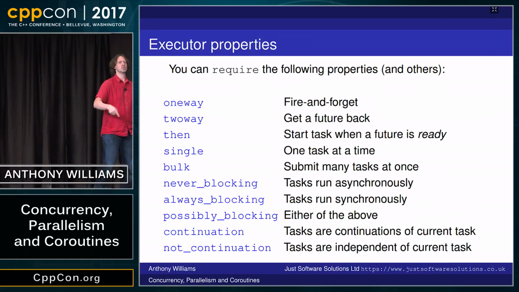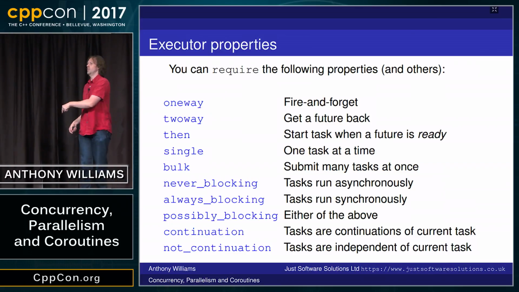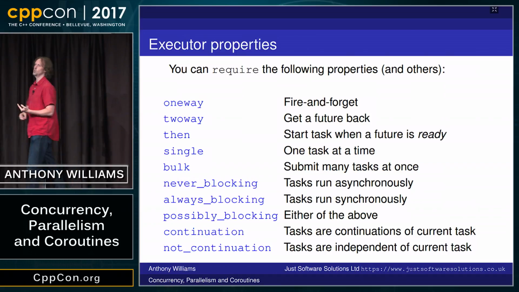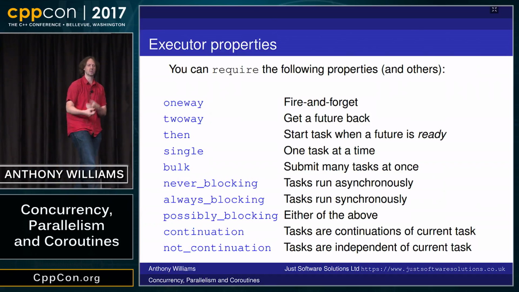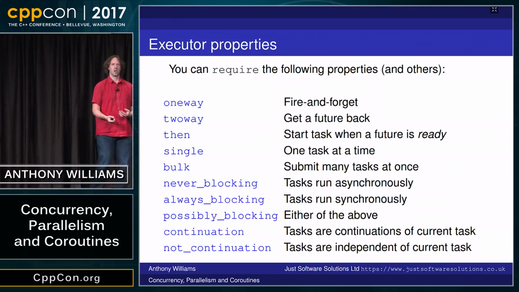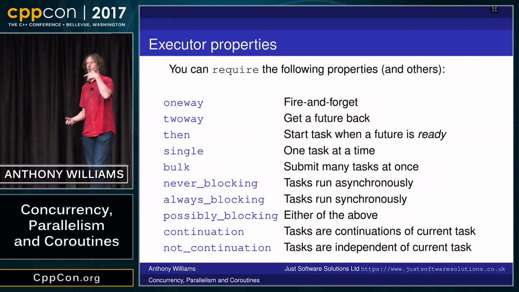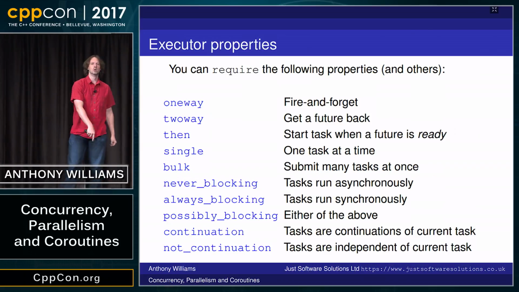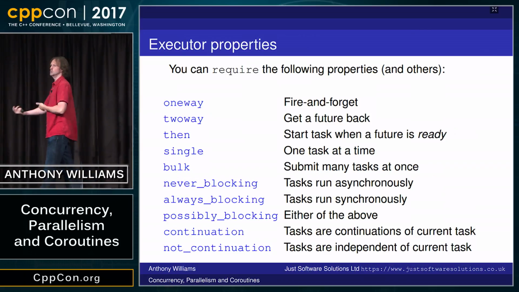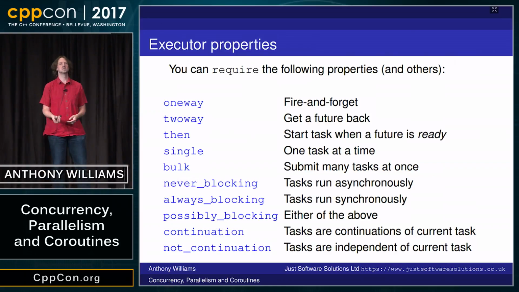I want to guarantee that I will never block. The execute function is never going to block. It's always going to run the task in the background on some other thread or add it to some queue for running later or something. Or I want it to always block because when I call it, I want it to run the function right now. Or possibly you want it to do whichever is most appropriate for it, possibly block.